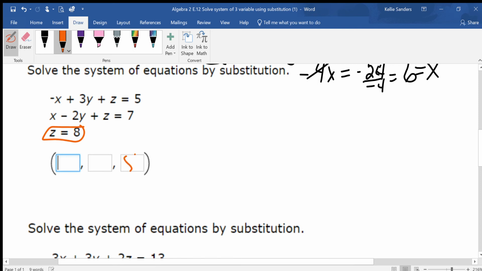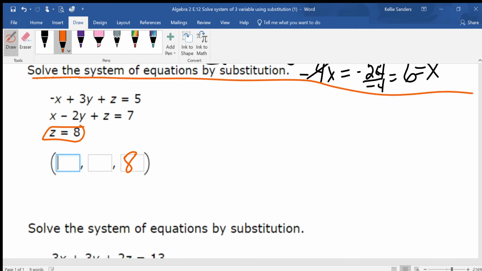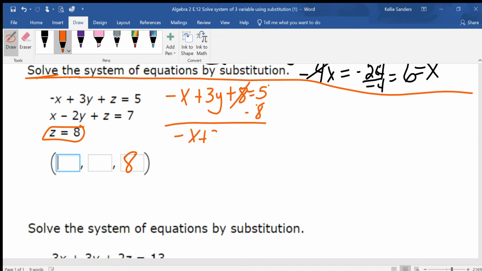Again, they give us z, so we are a third of the way finished, and we're going to do this exactly the same. If you can't write smaller than what I do, you might want to use a separate sheet of paper to write this stuff down, because obviously I'm running out of paper too. So, negative x plus 3y plus z, what's z? 8 equals 5. Move the 8 over. Negative x plus 3y equals negative 3.